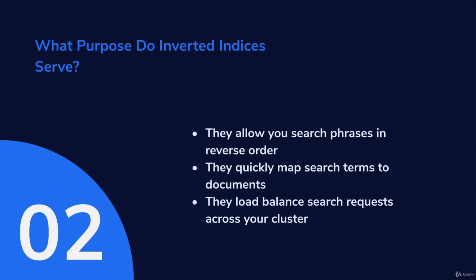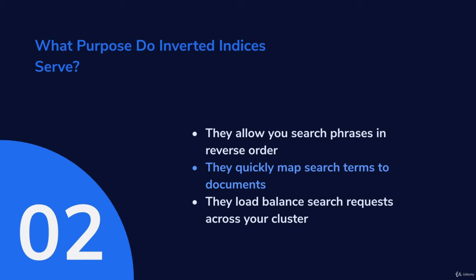Question 2. What purpose do inverted indices serve in a search engine? This isn't just specific to Elasticsearch, it's in general for search engines too. Does an inverted index allow you to search phrases in reverse order? Do they quickly map search terms to the documents that they reside within? Or are they a load balancing mechanism for balancing search requests across your entire cluster? What do you think the answer is?